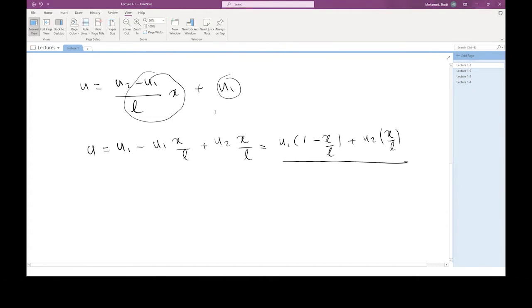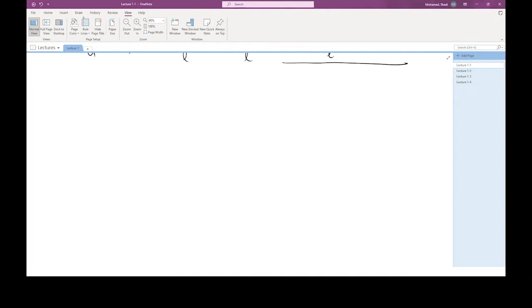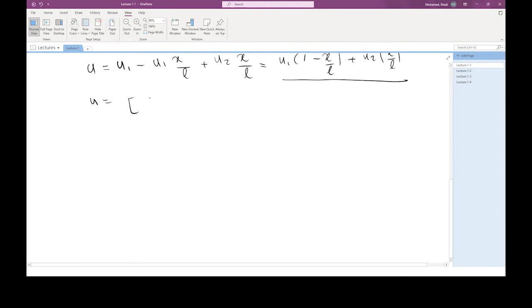So I'm just going to write here u is equal to 1 minus x over l, and then I have x over l. This is a row matrix. And then I have a column matrix. So this is u1 and u2. Now, if you multiply the row with the column, you multiply this entry with this one and this one with this one, you get back exactly the same expression, which is where you started. So this is exactly the same thing. It's just written in matrix form.